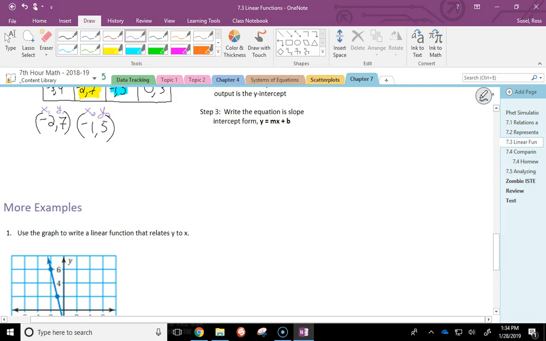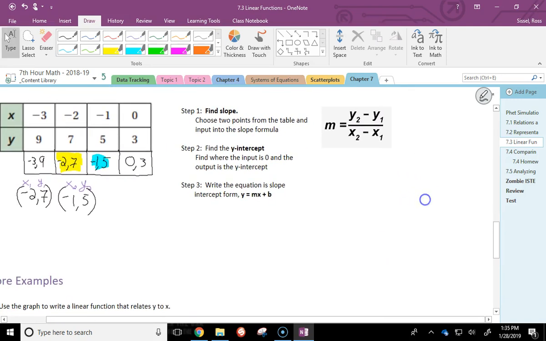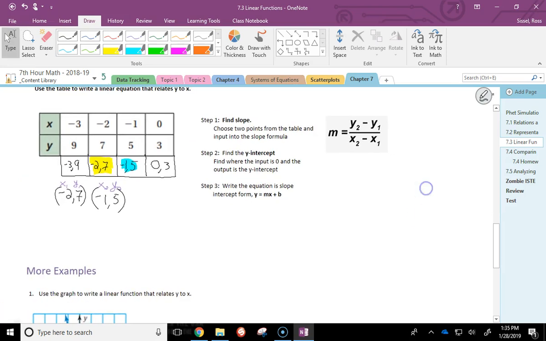To find slope, here's our equation. y2 minus y1 over x2 minus x1. y2, we just look at our coordinates. We chose to use this, so I'd say 5 minus 7. x2 was -1 minus -2.